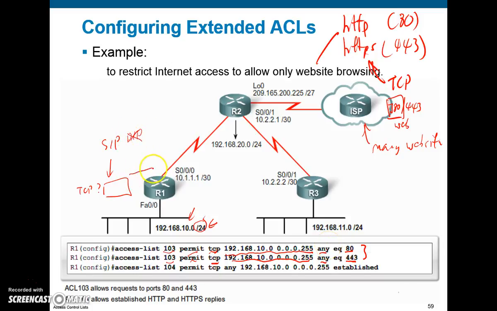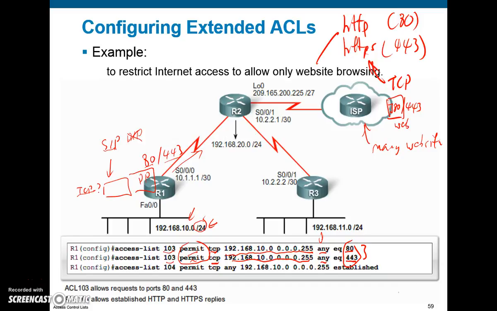Okay. Then you also need to check the destination port. If it's port 80 or port 443, it's a match. So you need to match the source IP, the protocol, and the destination port. Destination IP, no need to check because it's any. If all these match, I will permit the packet. So the packet will be permitted to go.